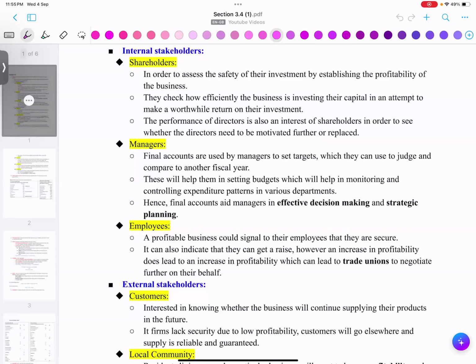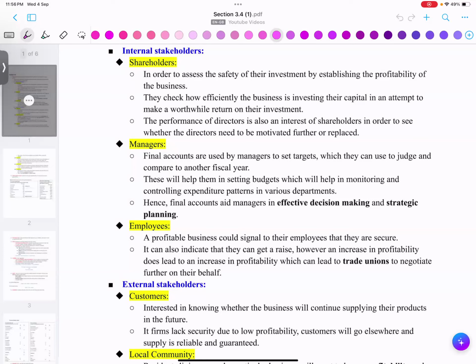But if the business is making losses and there's a problem, then the money they invested isn't worthwhile. So there's something going on that's wrong. They check how efficiently the business is investing their capital. Is there a lot of waste in the business? They're not being efficient, not being productive. What's going on? They do this in an attempt to make a worthwhile return on their investment. So they're seeing if the money they invest in the business is being used properly and efficiently, and if the employees being hired are up to the caliber.